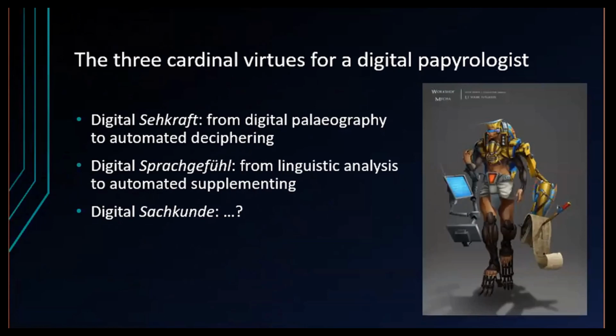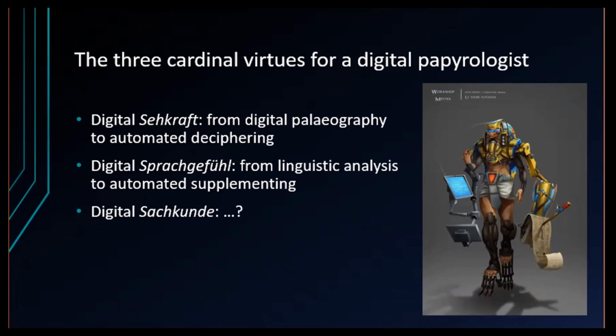If we apply these three cardinal virtues to digital papyrology, we note that the first one, Sehkraft, eyesight, has developed into digital paleography, with several tools that help human eyesight to decipher writings, to identify hands, to date papyri from their handwriting. The digital repertories of electronic pictures have evolved into platforms where the human-driven alignment of text and images can produce datasets of ancient characters capable to lay the foundations of automated deciphering.